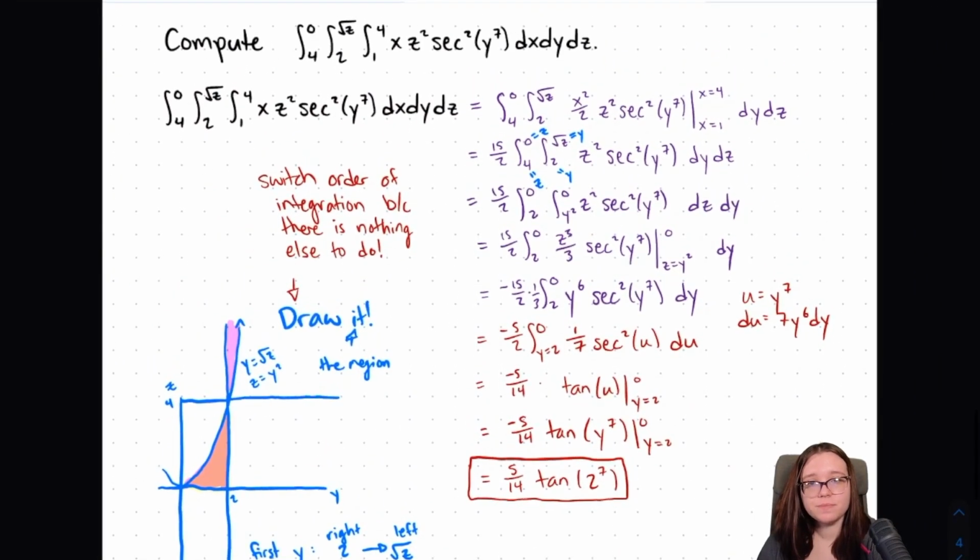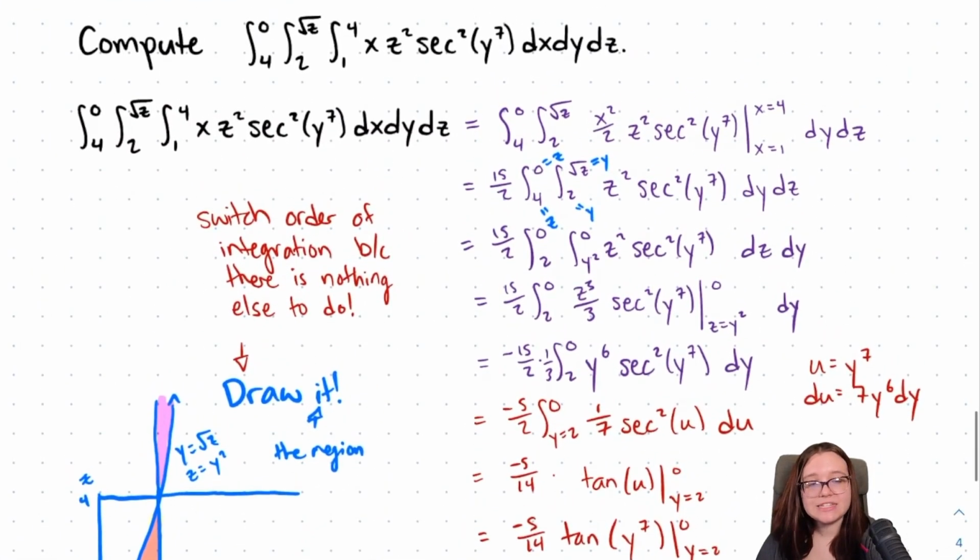So in this problem, we practiced computing triple integrals in Cartesian coordinates, identifying the need to switch the orders of integration, and actually doing the switching and figuring out our new limits while preserving the direction of integration. That's all.